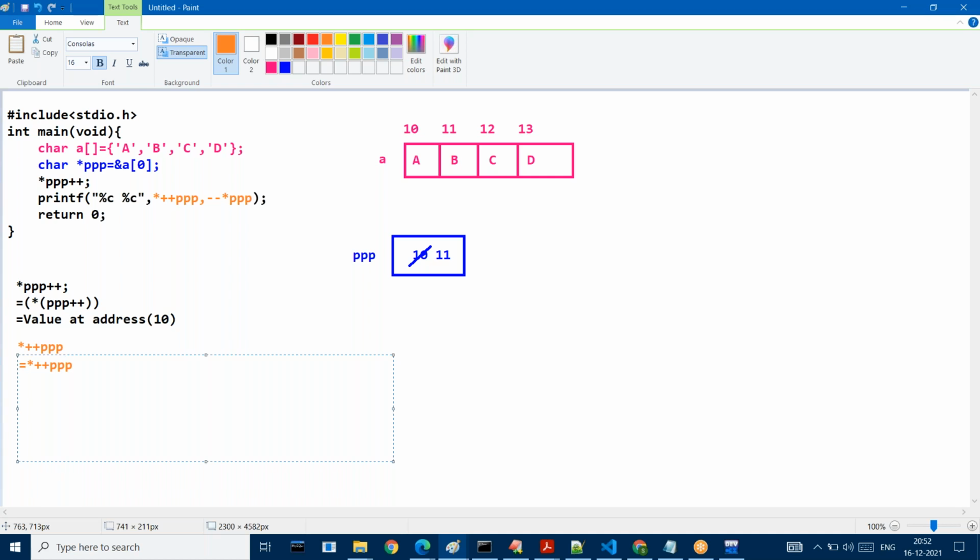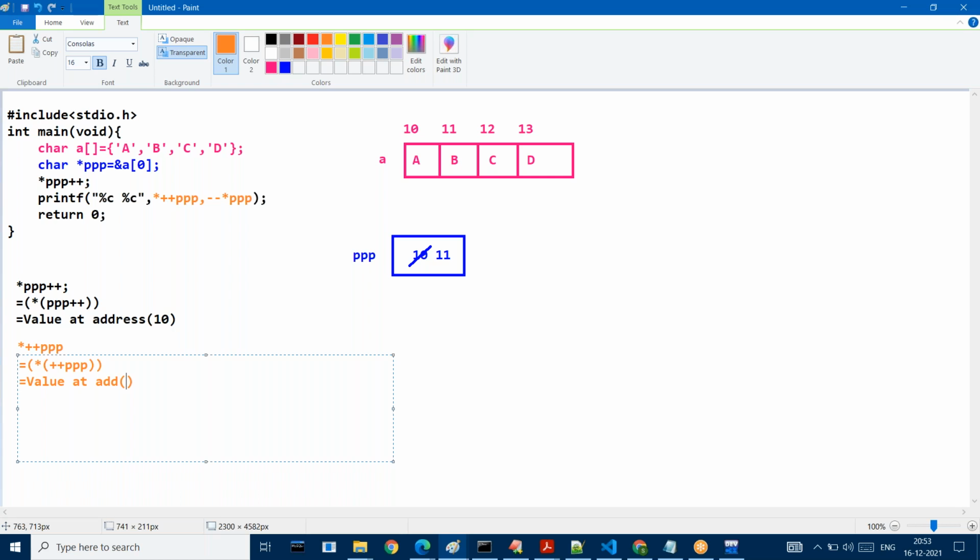The associativity rule is right to left. So how will the expression be bracketized? This part and then this part. Right to left I'm coming. Then what does it mean? Equal to value at address.